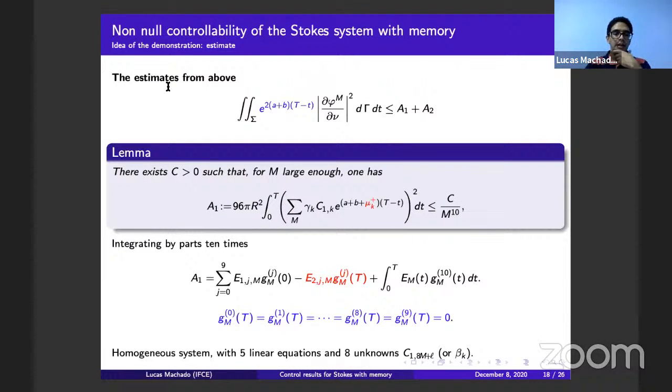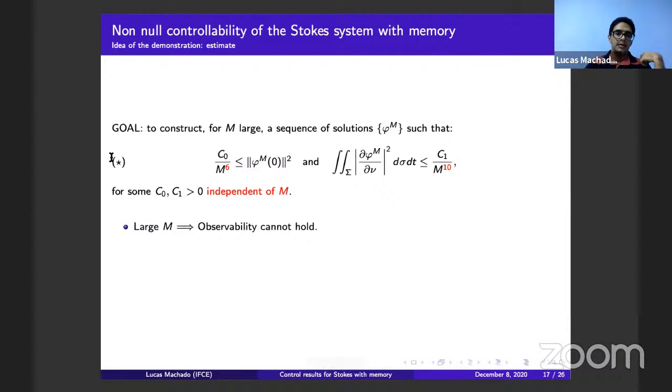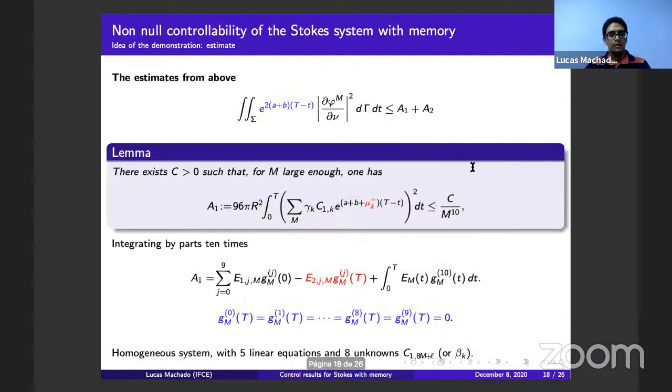Now let's get the estimates. First, the estimates from above. To simplify the computations, we introduce the exponential weighting here, okay? And for the alpha_k, we estimate in two terms, A1 and A2. In this lemma is the estimate obtained for the term A1.